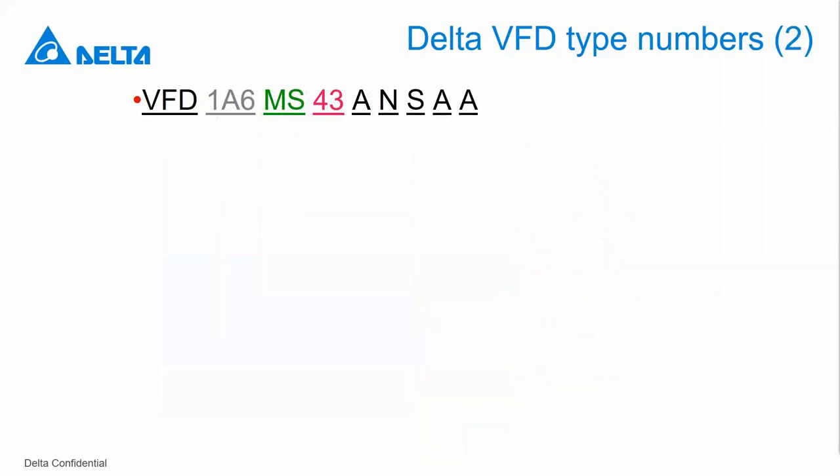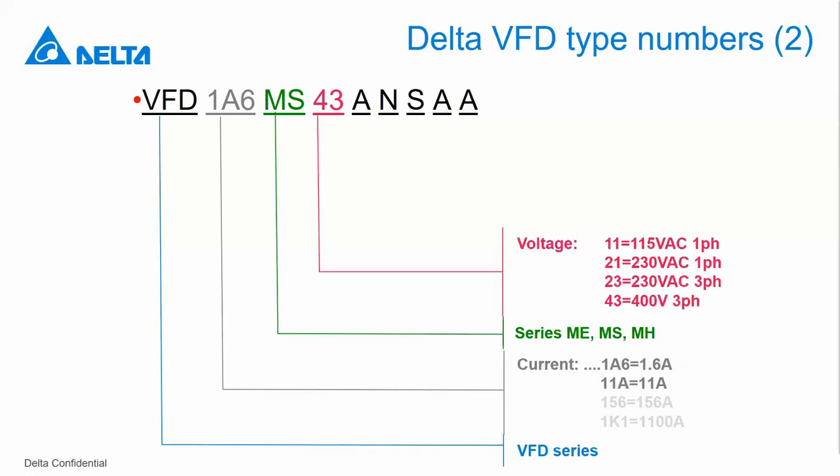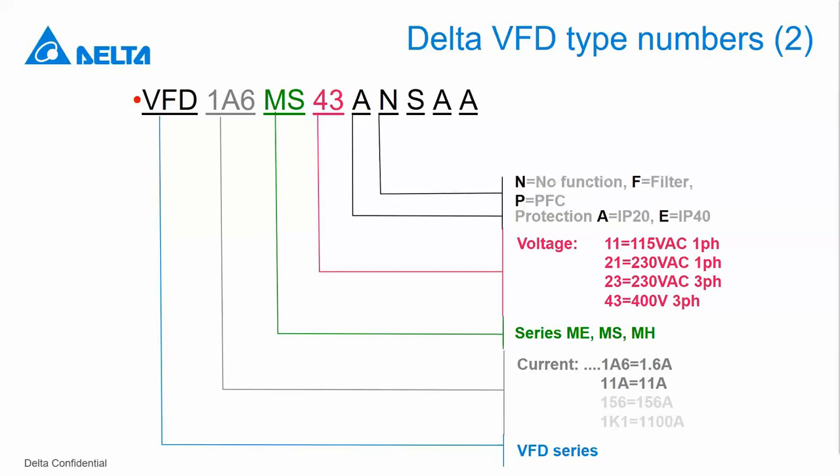So the new drive series, which we released in 2016, has changed the naming rule based on current and added a few more letters. So now you have the current, so 1A6 means 1.6 amps. Then you have the drive series, so that's ME, MS, and in the future we will also have the MH300. The naming rule for voltage is the same. Then you have the IP protection, followed by a filter, so you can have with or without an EMC filter.